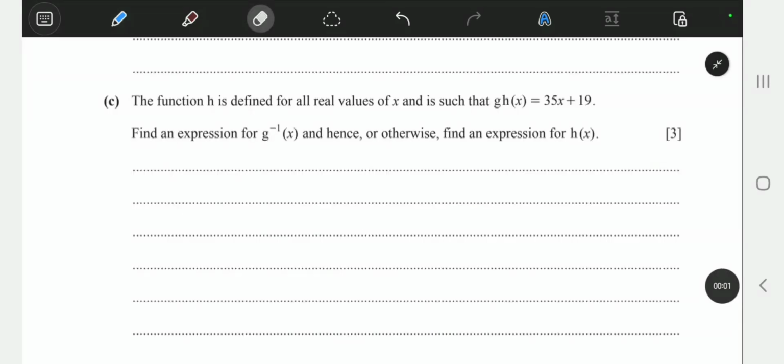Okay, so part C says the function h is defined for all real values of x and is such that gh of x is 35x plus 19. Find an expression for g inverse of x. So first we will be finding an expression for g inverse of x, and hence or otherwise find an expression for h of x. Okay, gh of x is given and we have to find g inverse and h of x.